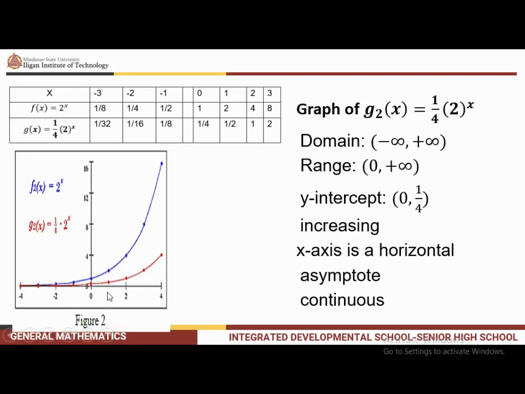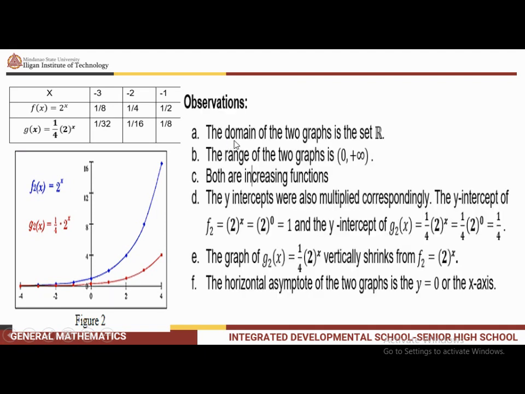na nangyayari dito. Okay, so for our observations, the domain of the two graphs is a set of all real numbers. The range of the two graphs is 0 to positive infinity. Both are increasing functions. So as x increases, y also increases. The y-intercepts dito ay 0, 1. Yung isa naman ay 0, 1/4. The graph of function g2 vertically shrinks from function f. The horizontal asymptote of the two graphs is y equals to 0, or the x-axis.